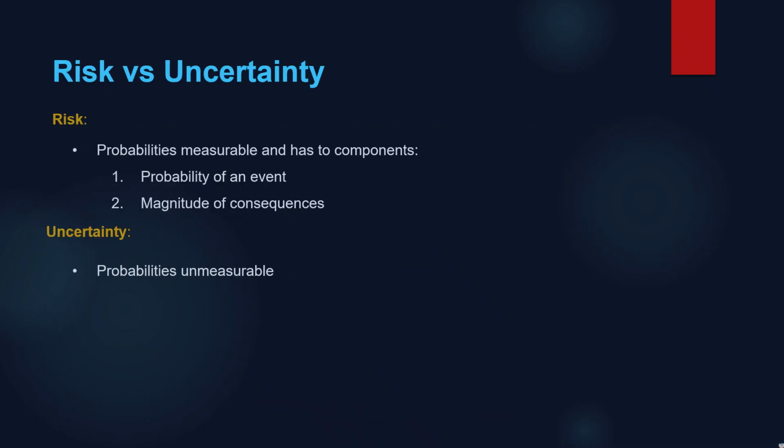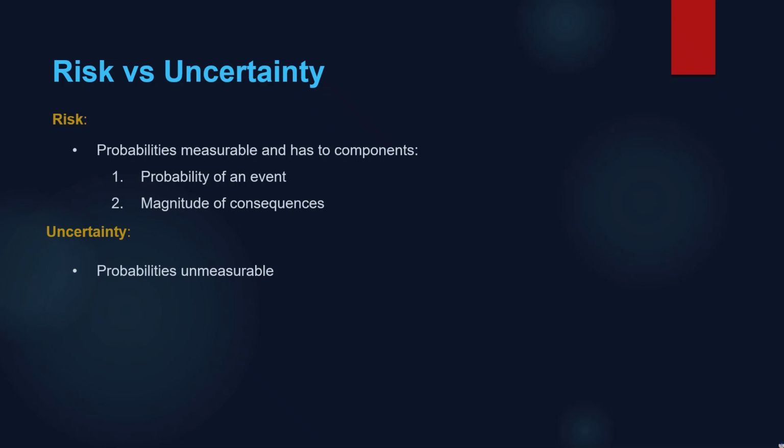Now, this is an important distinction that many people miss: risk versus uncertainty. This goes back to the economist Frank Knight's work from the 1920s. Risk has measurable probabilities and consists of two components: the probability of an event occurring and the magnitude of its consequences. For example, we can estimate the probability that a borrower with a specific credit rating will default, say 2%, and we can estimate how much we would lose if they did really default. That's risk, and we can quantify it.